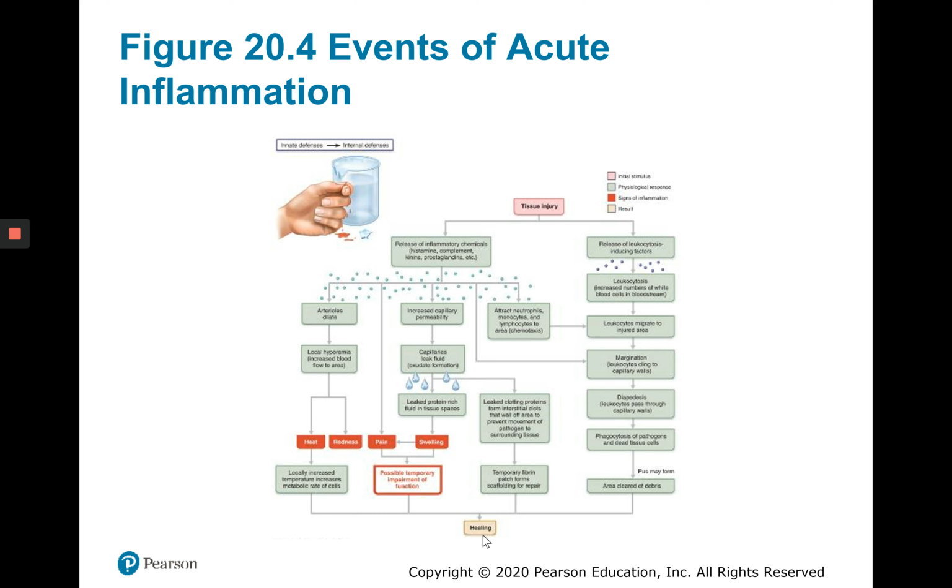We also want to have leaked clotting proteins in that exudate temporarily patch the tissues, basically forming a scaffolding for repair and promoting healing. So I definitely recommend looking at figure 20.4, the events of acute inflammation. If you don't understand something in this graph, make sure to go back in this part of your chapter and look at those processes and what leads to not only the 4 cardinal signs of acute inflammation, but phagocyte mobilization.